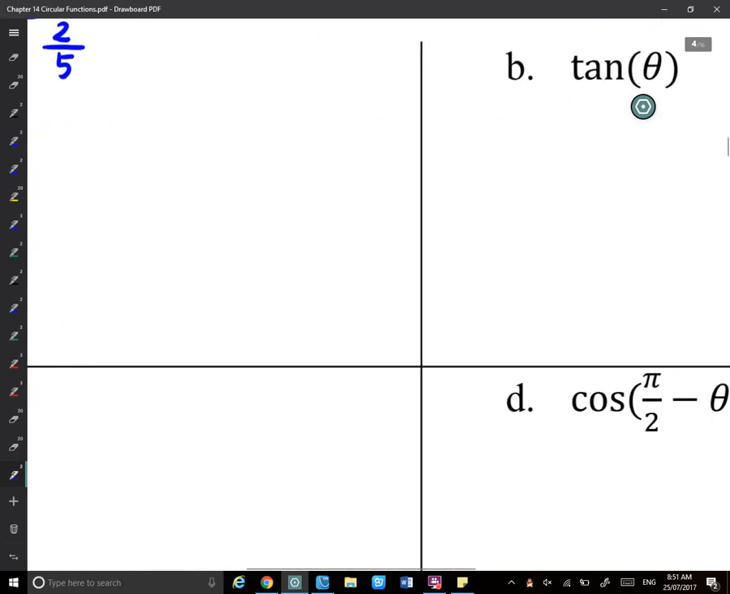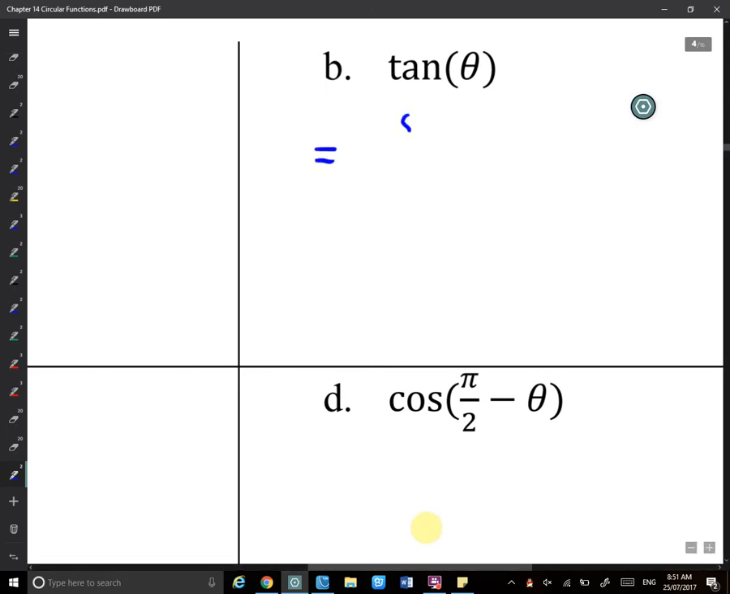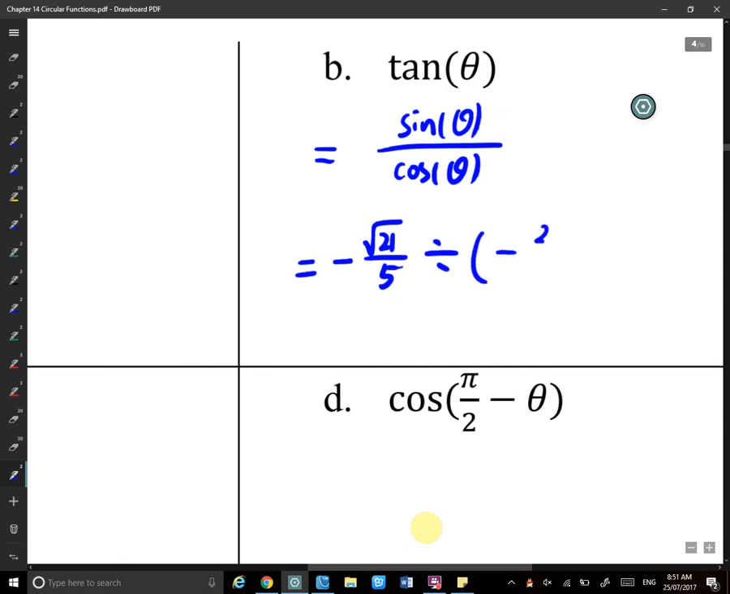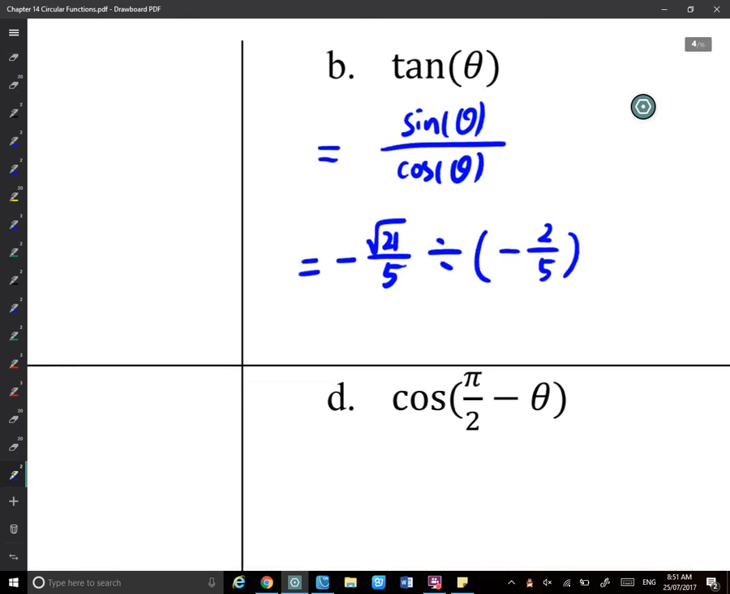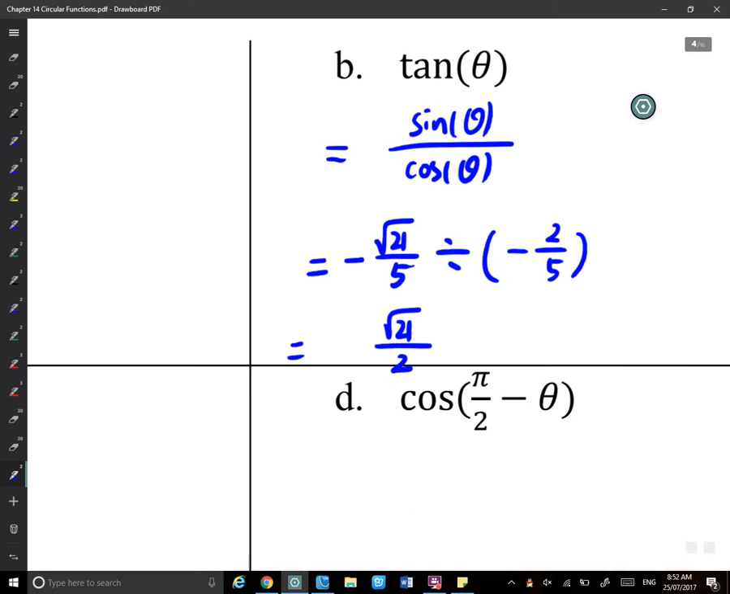And the next thing we're trying to work out is the tangent. Because you already know the sine and cosine, tangent is basically sine divided by the cosine. And that is negative root 21 on 5 divided by negative 2 on 5. And this will give you root 21 over 2.